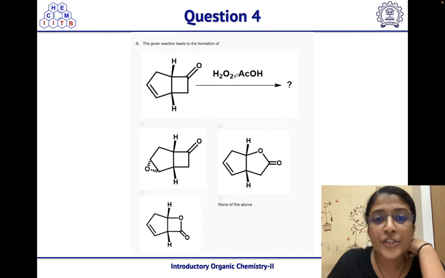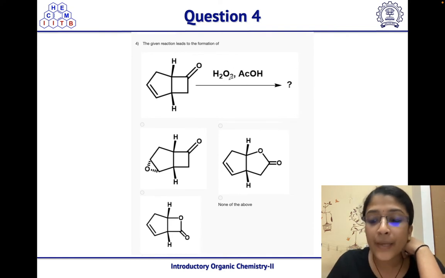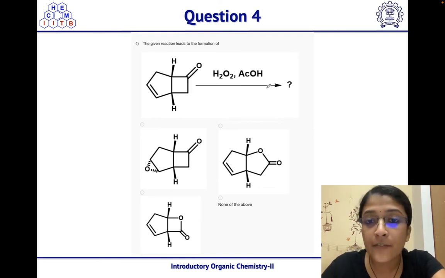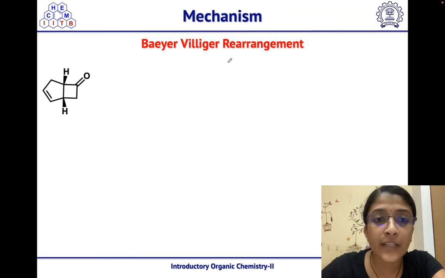Here, in the presence of H2O2, which is a hydroperoxide, Baeyer-Villiger oxidation or Baeyer-Villiger rearrangement is going to take place. H2O2 is not forming an epoxide because this is not an electron deficient double bond. H2O2 will form an epoxide only when there is an electron deficient double bond. So, in the presence of H2O2 and acetic acid, we will see what the mechanism is. We have Baeyer-Villiger rearrangement under these conditions.